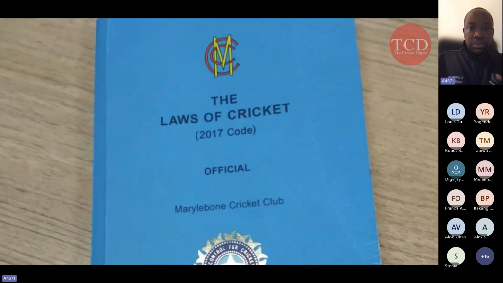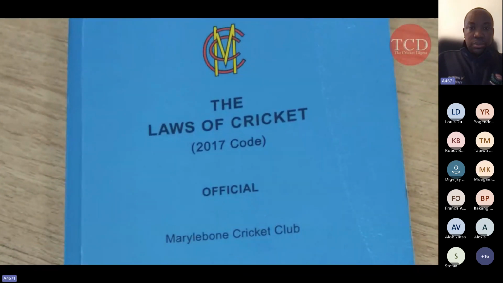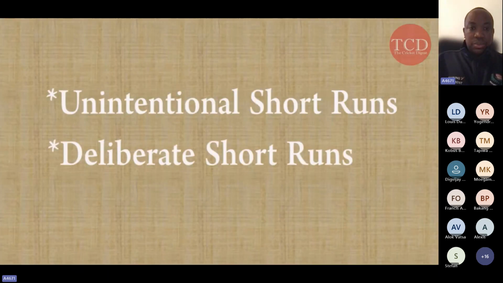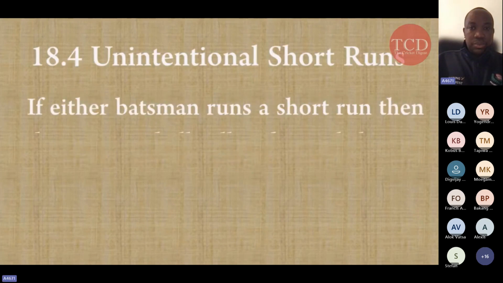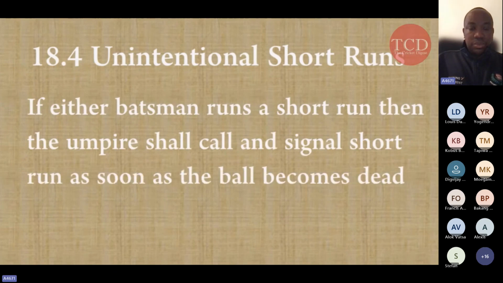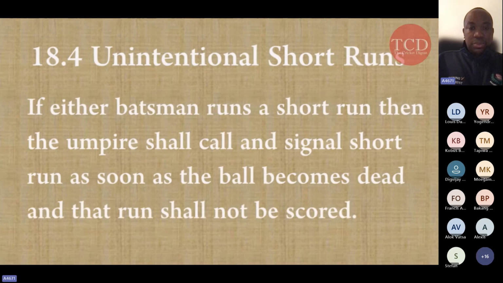Now, let's see what the cricket law has to say about running short. There are two categories in this: unintentional and deliberate. Let's take a look at unintentional short running first. If a batsman runs short, then the umpire shall call and signal short run as soon as the ball becomes dead, and that run shall not be scored.